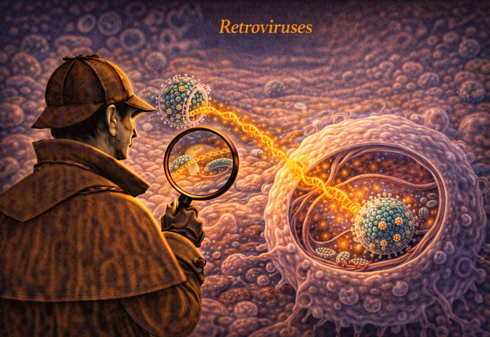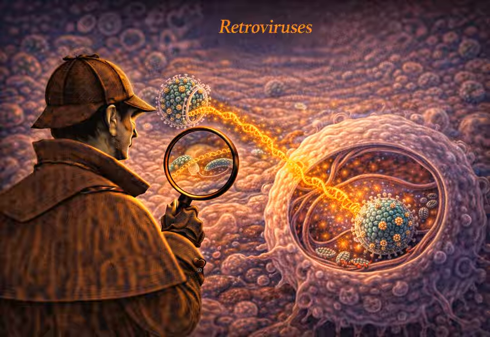But the timeline for this is incredibly slow, right? It is remarkably slow. The latency period is typically 30 to 50 years. Most people are infected as babies through breastfeeding, but they don't develop leukemia until they are 50 or 60 years old.